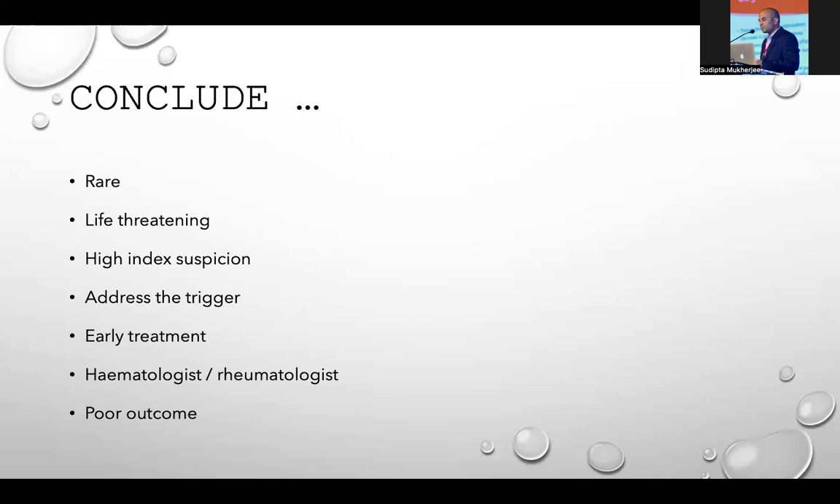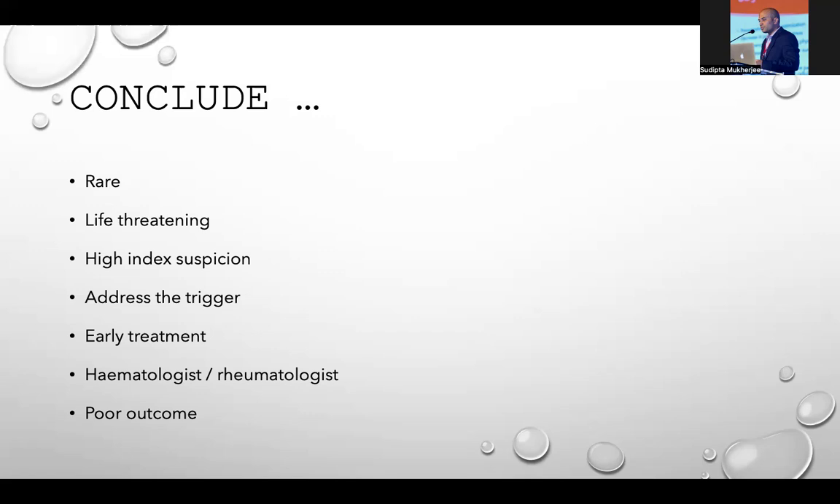So to conclude, HLH is a rare disease, but because it is a life-threatening condition, we need to have a very high index of suspicion in the appropriate context. Specifically, the patient has an unexplained fever without any definite source of sepsis, bicytopenia, and a high ferritin. We have to address the trigger. If it is sepsis, we have to give antibiotics; for viral infection, treat the viral infection if possible; for hematological malignancy, treat the malignancy after starting the HLH therapy.